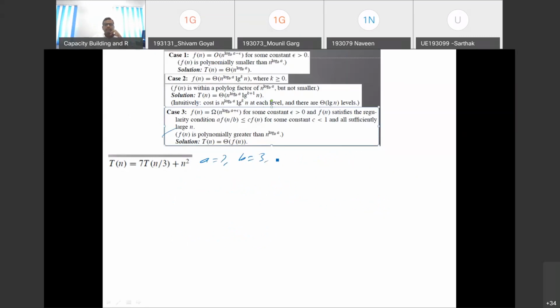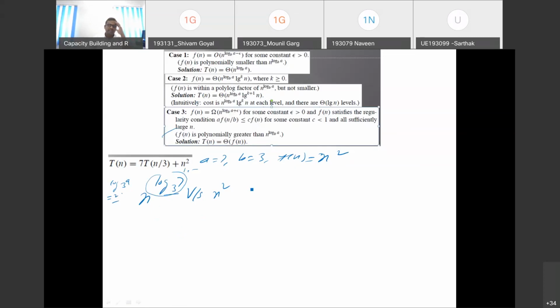7, b is equal to 3, f of n is equal to n square. It means n raised to the power log 7 base 3 versus n square. What will this value be? Think about it: log of 9 base 3 is equal to 2. So log 7 base 3 is a value lesser than 2 and greater than 1, 1 point something. Yes or no?